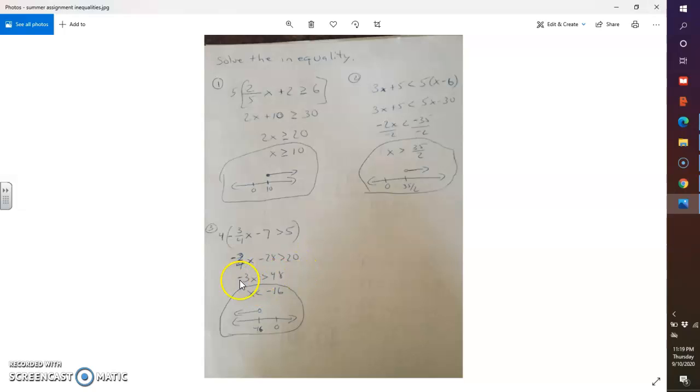And now I'm dividing both sides by a negative 3. That means the inequality gets flipped again, and it becomes x is less than negative 16. When I go to graph it, it's an open dot over the negative 16 because it's just a less than. And then we draw the arrow to the left. And that's how we solve inequalities.